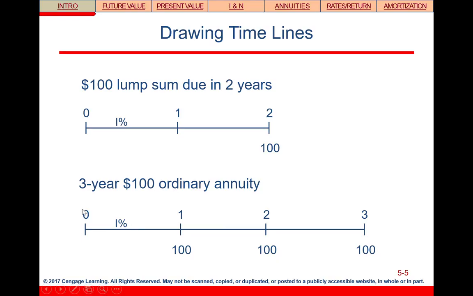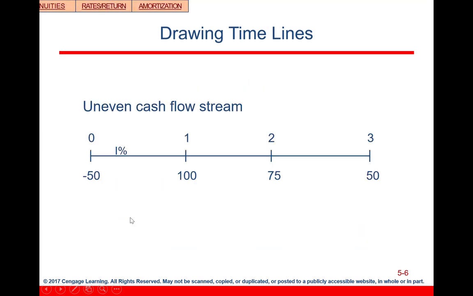So that's why here you draw a 3-year timeline, and you put the tick marks 0, 1, 2, 3, because it's an annuity, so you receive the equal amount of money at the end of each year. So that means $100 at the end of the first year, $100 at the end of the second year, then $100 at the end of the third year, right? And then the rate of return is I%.